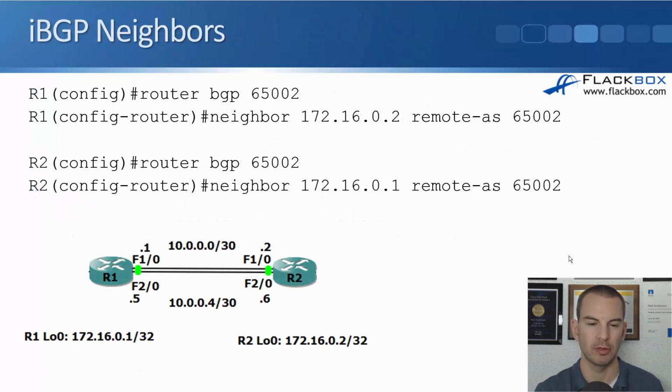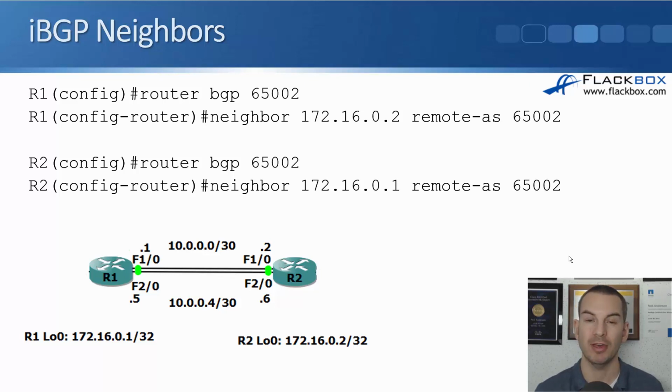So let's have a look and see what this means. You see we've got R1 and we've got R2. On R1, we point it at the neighbor 172.16.0.2. On R2, we've got a neighbor statement for 172.16.0.1. When R1 sends the BGP packet out to R2, it's either going to go along the top path or along the bottom path. If it goes along the top path, it goes out interface fast 1/0, which has IP address 10.0.0.1.